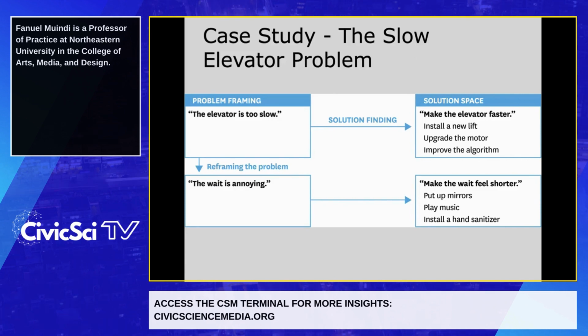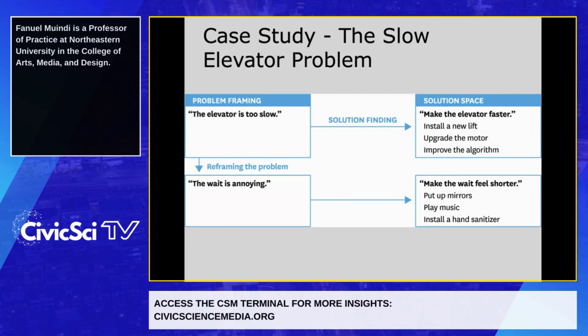But how about if you reframe the problem, right? Just reframe the problem and say, is it the wait that's the problem? The wait is annoying, let's say, for example. Then that presents a whole suite of other solutions that can potentially address the issue. Put up mirrors. Apparently that does magic. Play music, right? And each of these, think about it, you can build a company around it, right?